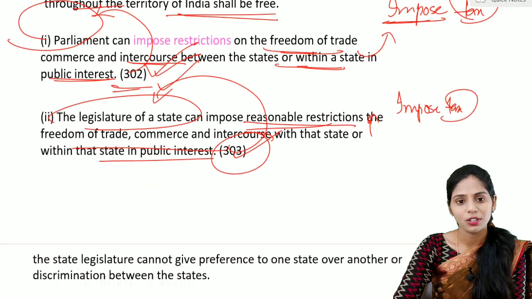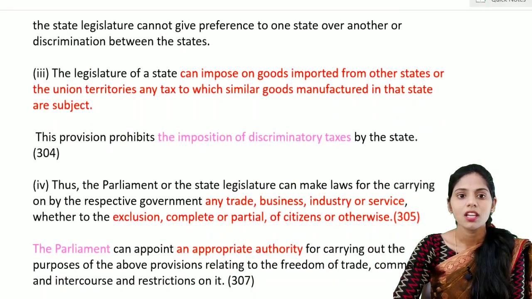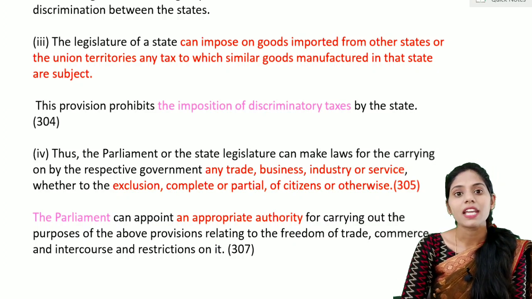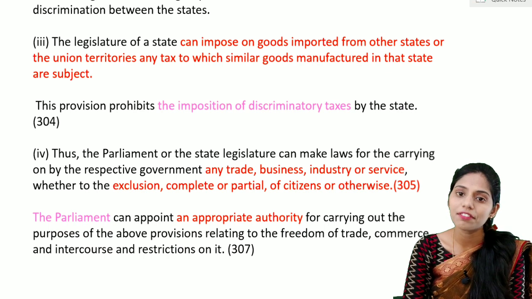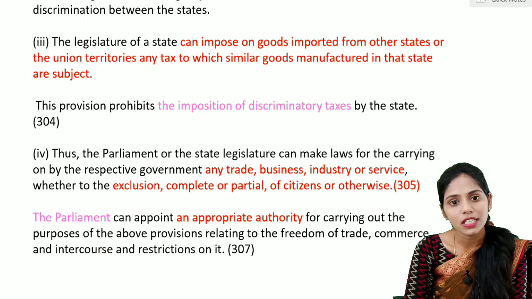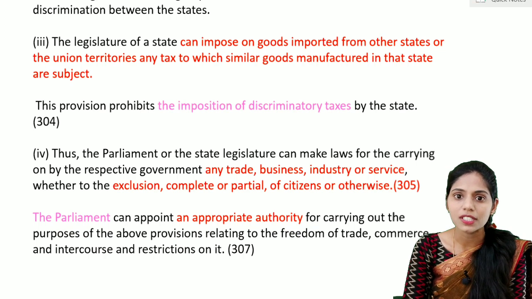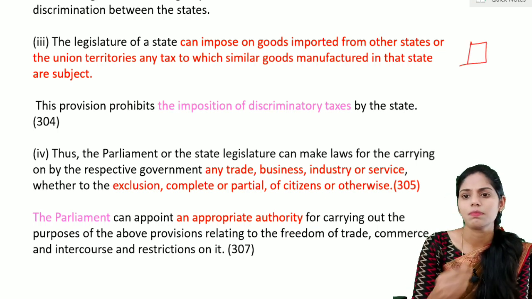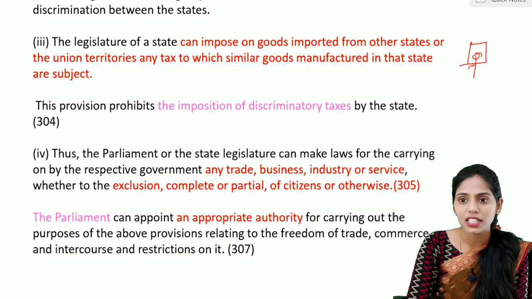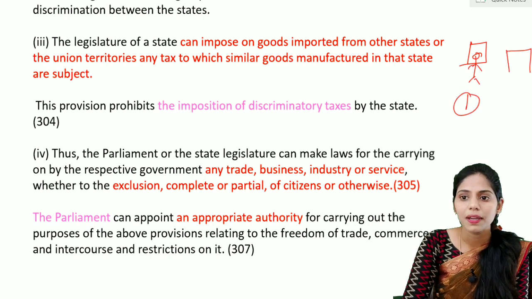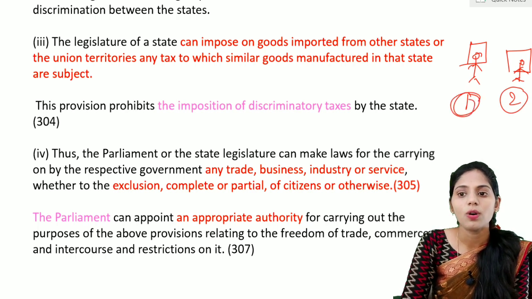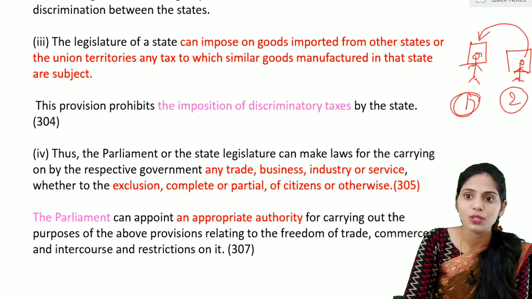And let us see what Article 304 says. It says the legislature of the state can impose on goods imported from other states or union territories any tax to which similar goods manufactured in the state are subject. So for example, let us take this pen. This pen is manufactured in state 1, and it is also manufactured by a company in state 2. State 1 also imports these pens from state 2.